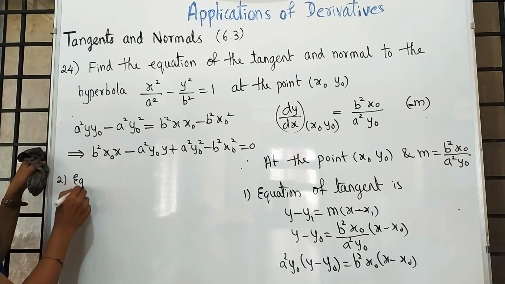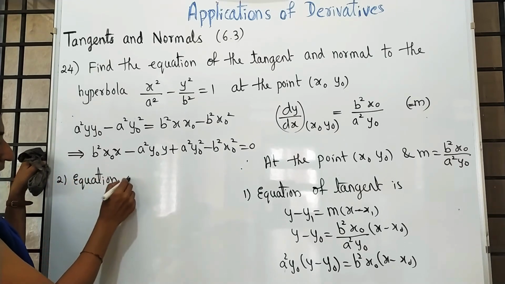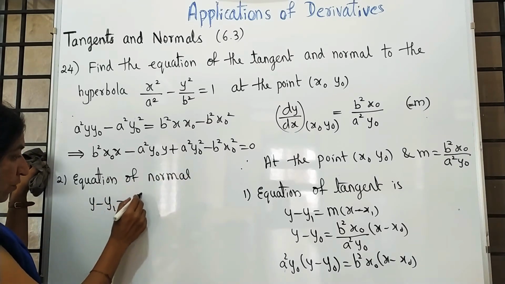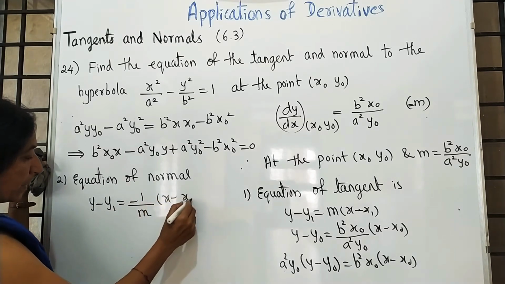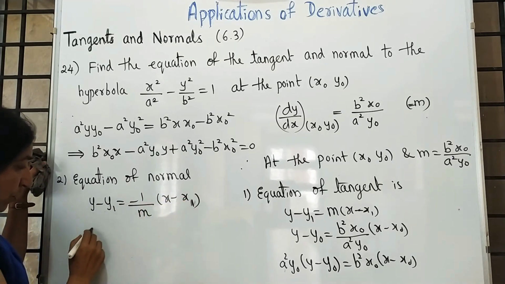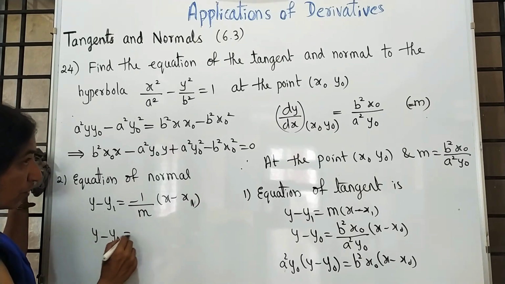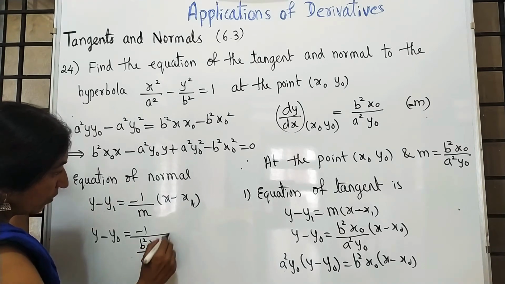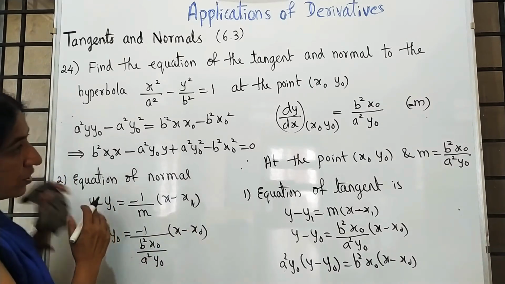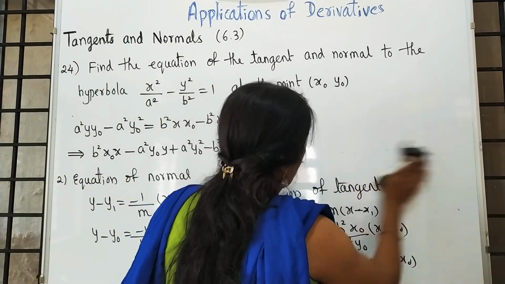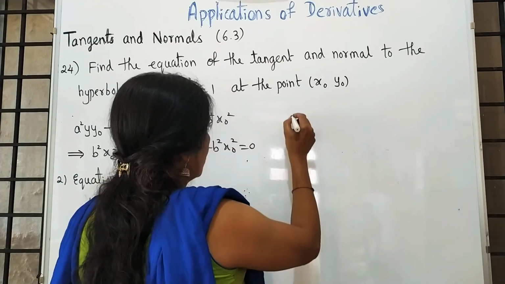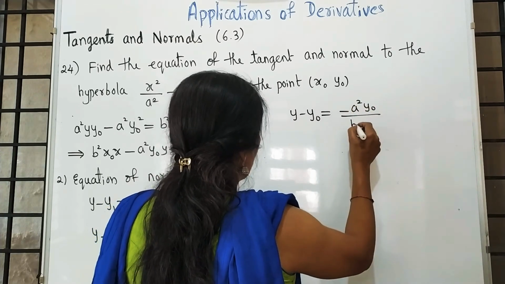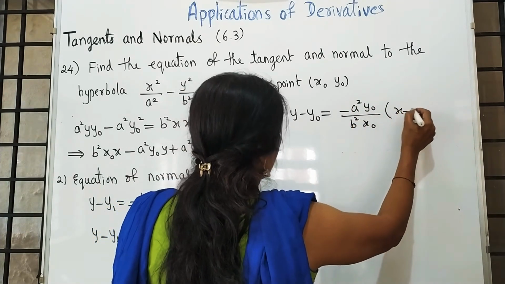Second one is equation of normal. Equation of normal: y minus y1 is equal to minus 1 by m into x minus x1. So it is y minus y naught is equal to minus 1 upon b square x naught upon a square y naught into x minus x naught. This is y minus y naught is equal to minus a square y naught upon b square x naught in the bracket x minus x naught.